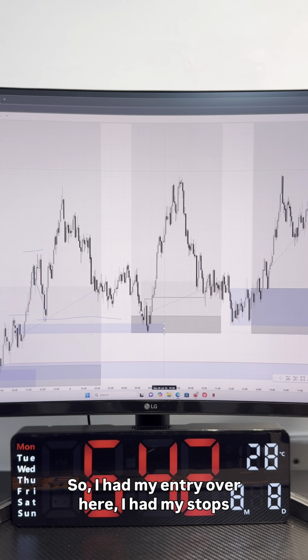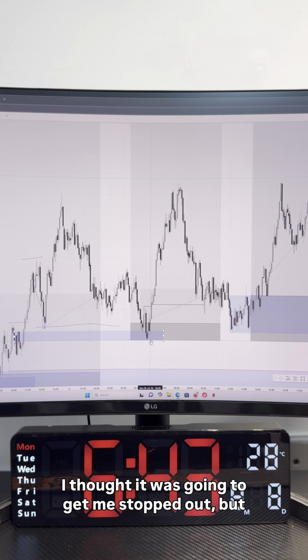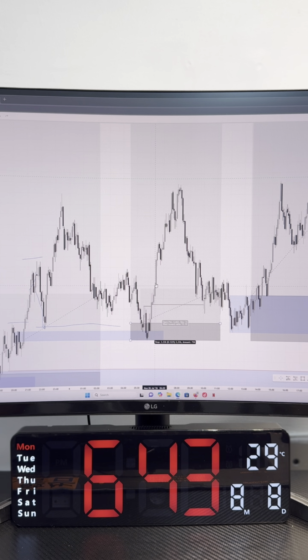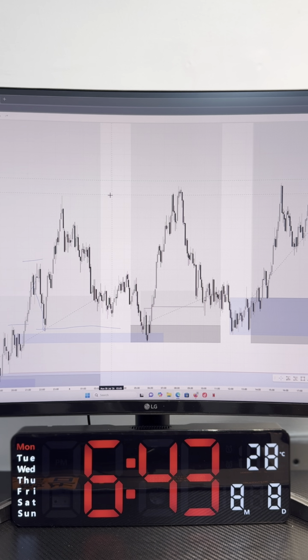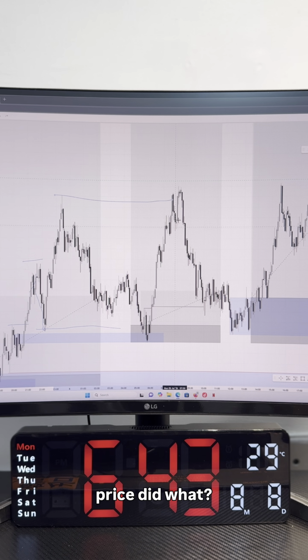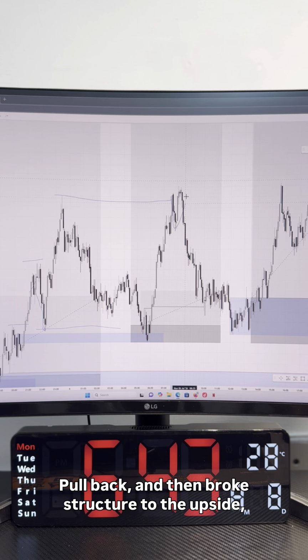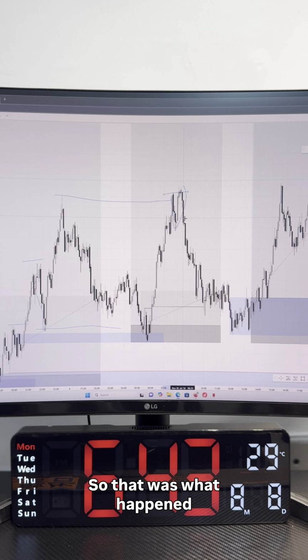So I had my entry over here, I had my stops. Price just went down, real down. I thought it was going to get me stopped out, but no. We went back up and I saw that this is good. So we had another break of structure over here. Now we had this break of structure and then price did what? Pulled back and then broke structure to the upside, which we would see a deep retracement back into the area of demand. So that was what happened.